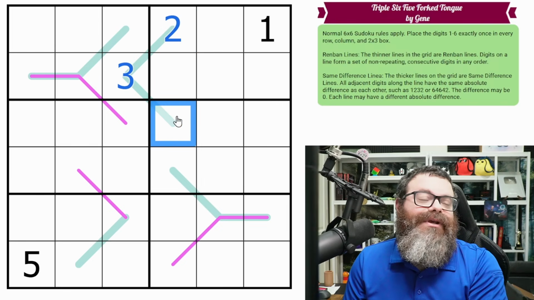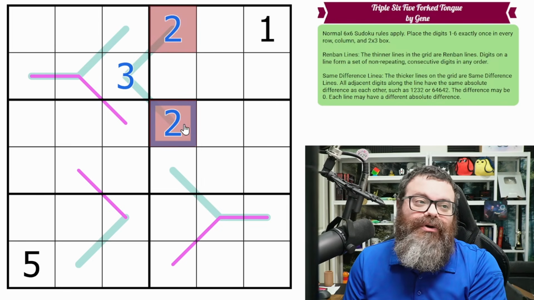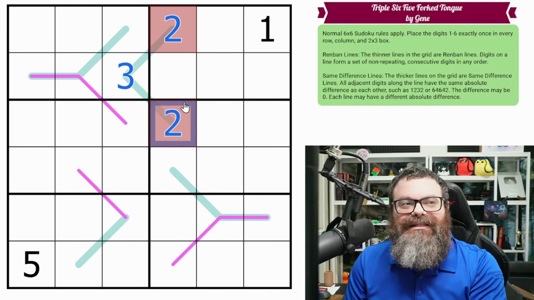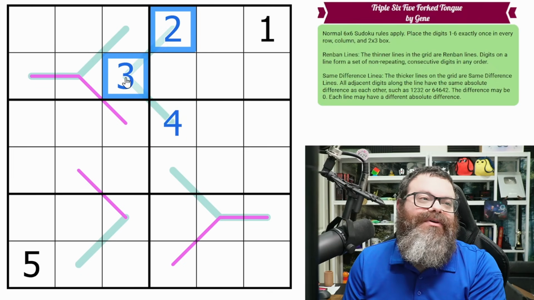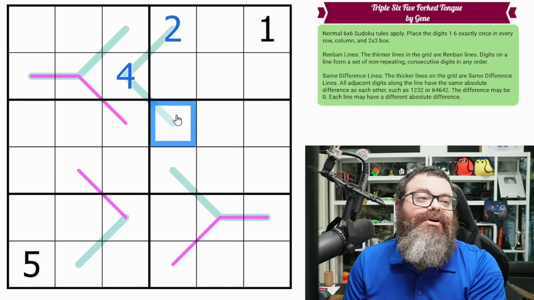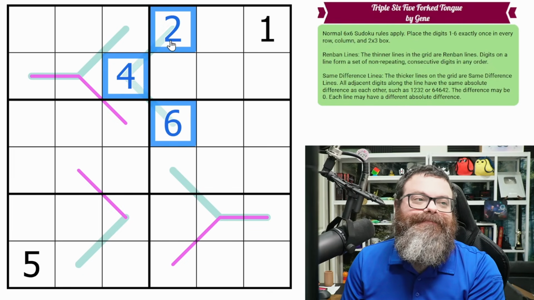And then from this 3, we could go up to 4, or if Sudoku allowed, we could go back down to 2. Difference of 1, difference of 1. The same difference line is happy, Sudoku is not. Here, both are happy. But if I did 2, 4, that's a difference of 2. I could go back down to 2, or I could go up to 6.